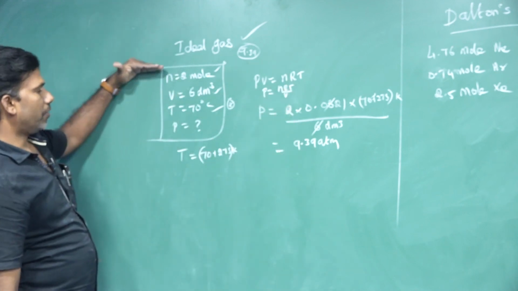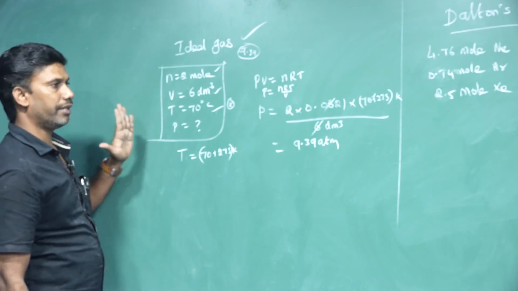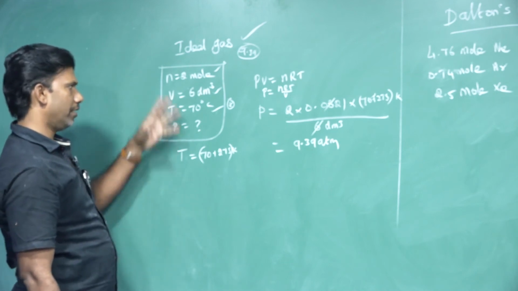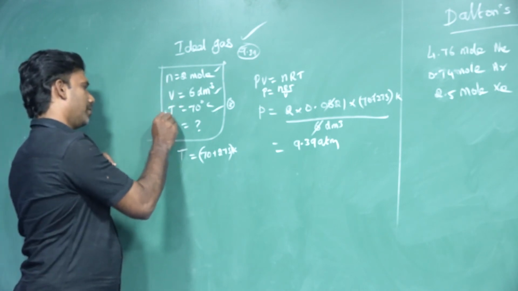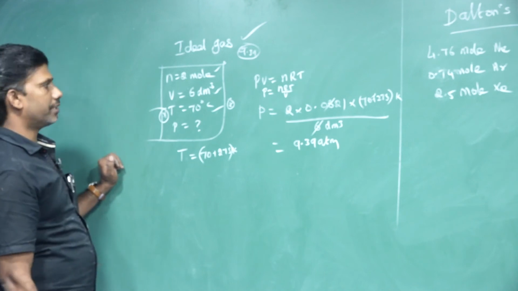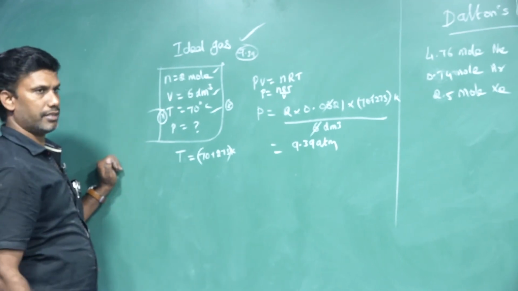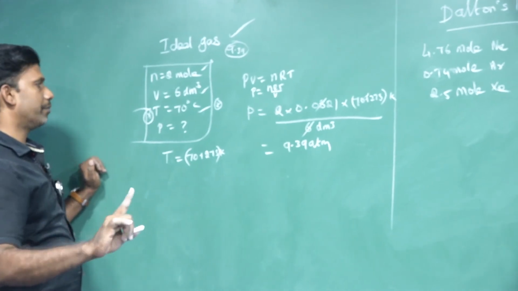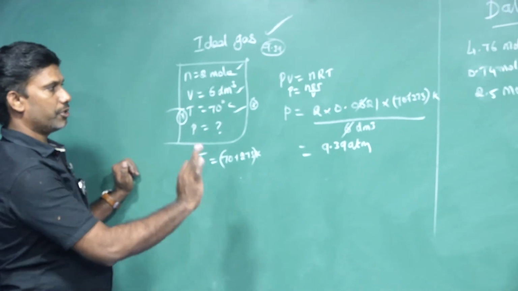So in the problem, they may give volume, number of moles and temperature, and you need to find the pressure, or anything else interchanged. Always in gaseous state problems, the temperature should be in Kelvin. Mostly they will give the temperature in Celsius. Wherever you find the temperature in Celsius, convert it into Kelvin, then do the problem. Otherwise, you may go wrong.